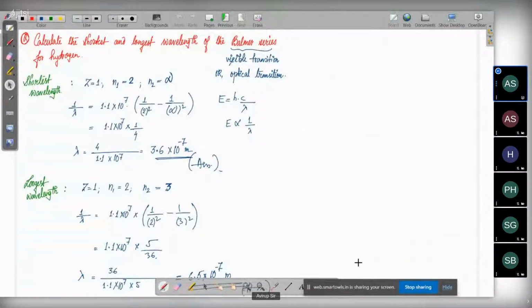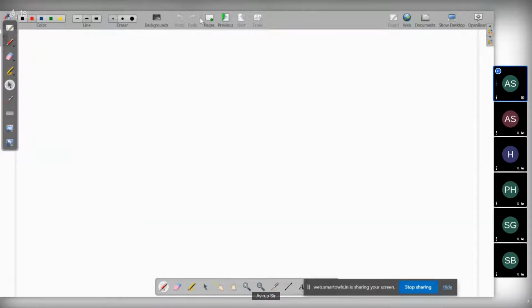So in the last class, we had discussed the Rydberg equation, and we had done a few numericals from there. In today's class, we will be doing de Broglie's equation. But before that, let us do a few other numericals from Rydberg only. But this one you will have to tell me the approach.